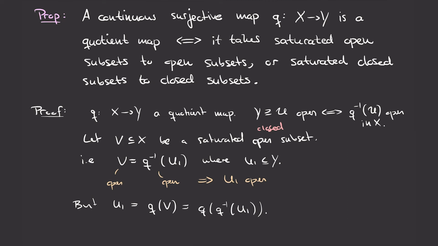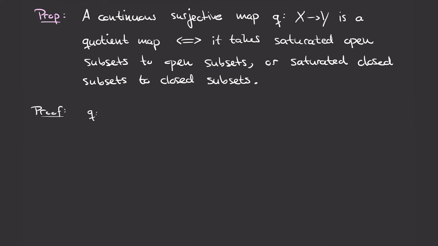So if you want, you can think about this in more detail, but it's essentially the same proof, just replacing the words open with the words closed. All right, so this shows that if we have a quotient map, then it takes saturated open subsets to open subsets. Now we want to show the converse, that if we have a continuous surjective map, Q, that does this, that it then means that this is a quotient map. Okay, so assume that Q from X to Y is continuous and surjective.